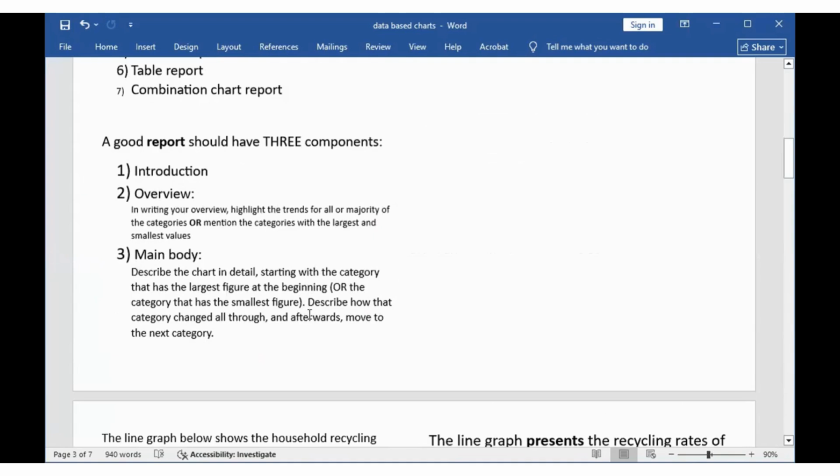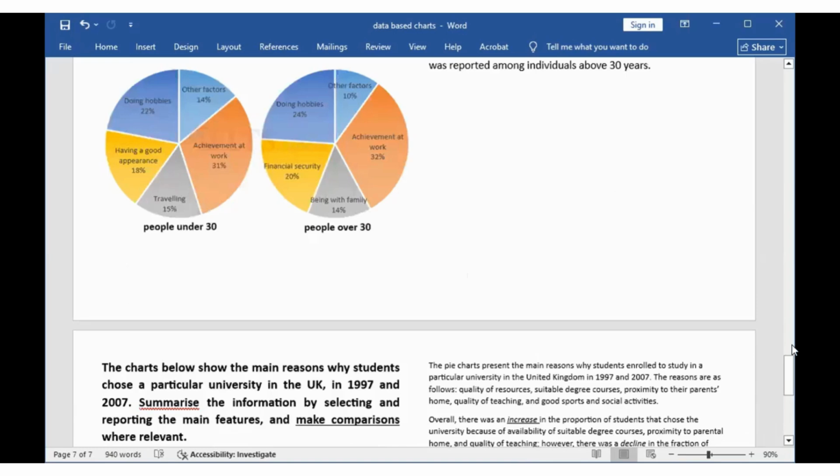Where is it now? Main body. Style 1: start with the category that has the largest figure. The one with the largest figure is achievement at work. And notice I did not say that.